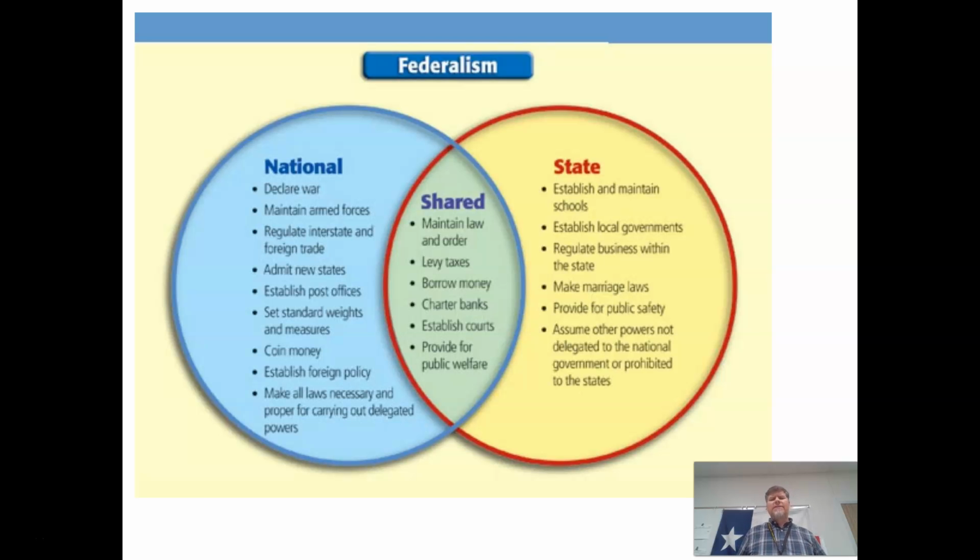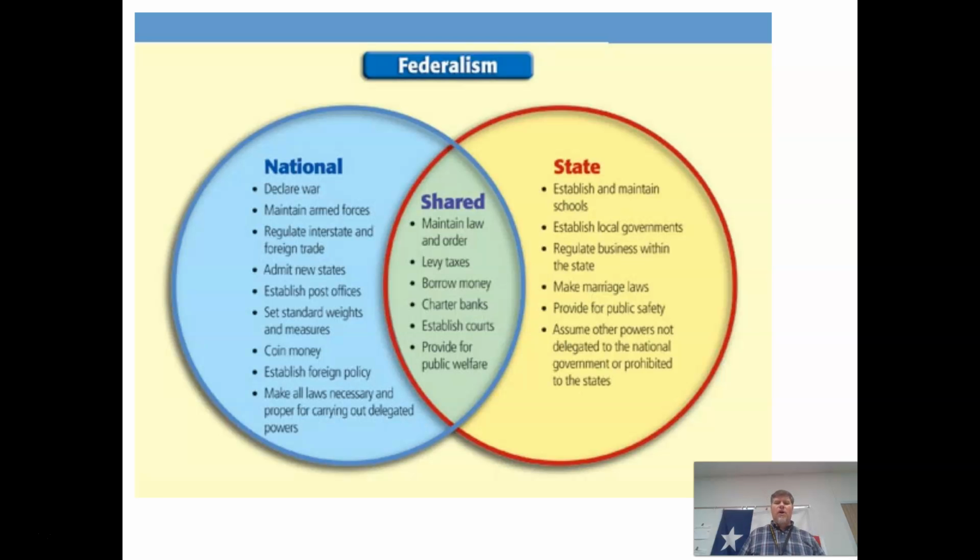Both can charter banks, both can borrow money, both can establish courts. So we have both state courts. Most criminal cases are in state courts, but not all. There are some criminal cases that might be a federal case. But then we have federal courts that also would hear federal laws that are broken. So it depends on specifically the law that is being broken as to which court you would go to.